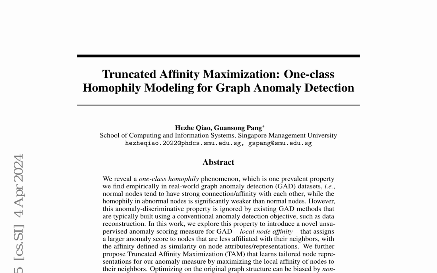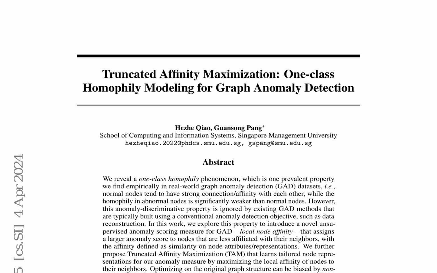The research introduces a novel approach to graph anomaly detection by leveraging the one-class homophily phenomenon. It's observed that normal nodes in a graph tend to have strong connections with each other, whereas abnormal nodes exhibit weaker homophily.